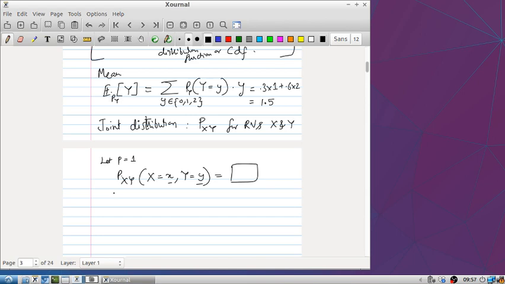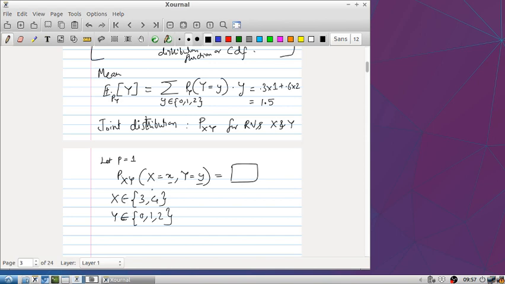Let's say p is 1 and x only takes values 3 and 4, and y takes values 0, 1 and 2 as before. This is just a shorthand saying x takes values 3 and 4, and y takes values 0, 1 and 2. The two random variables.